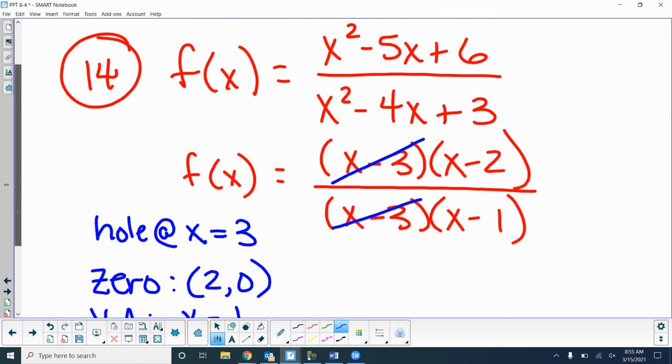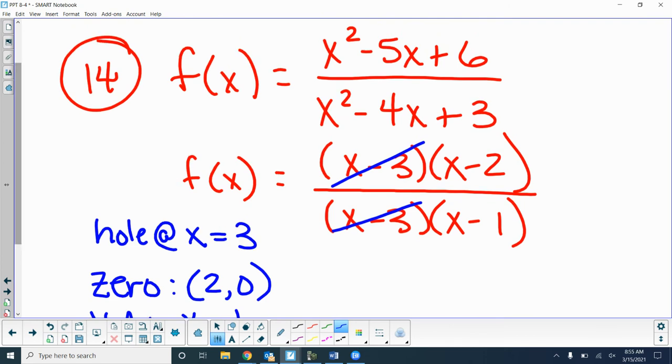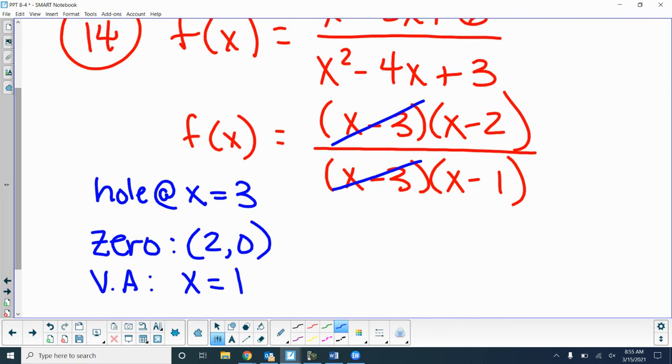Look at the degrees of the beginning. Degrees are the same. That means there is a horizontal asymptote, so we need a y equals. Just do it here, because we're running out of room. Then you take the leading coefficient, which was 1 in the top, divided by the leading coefficient, which was 1 in the bottom. So that's 1.